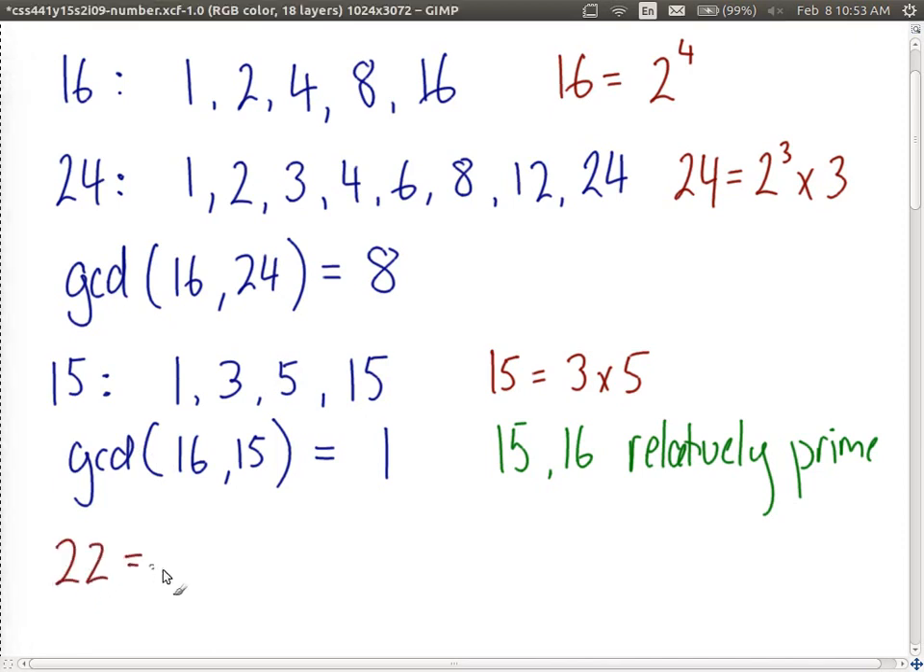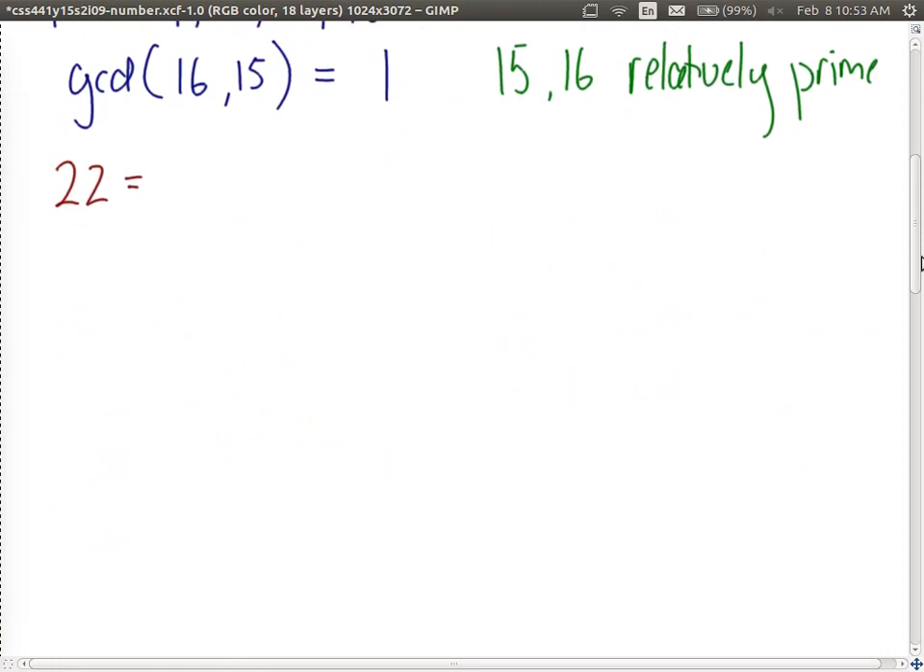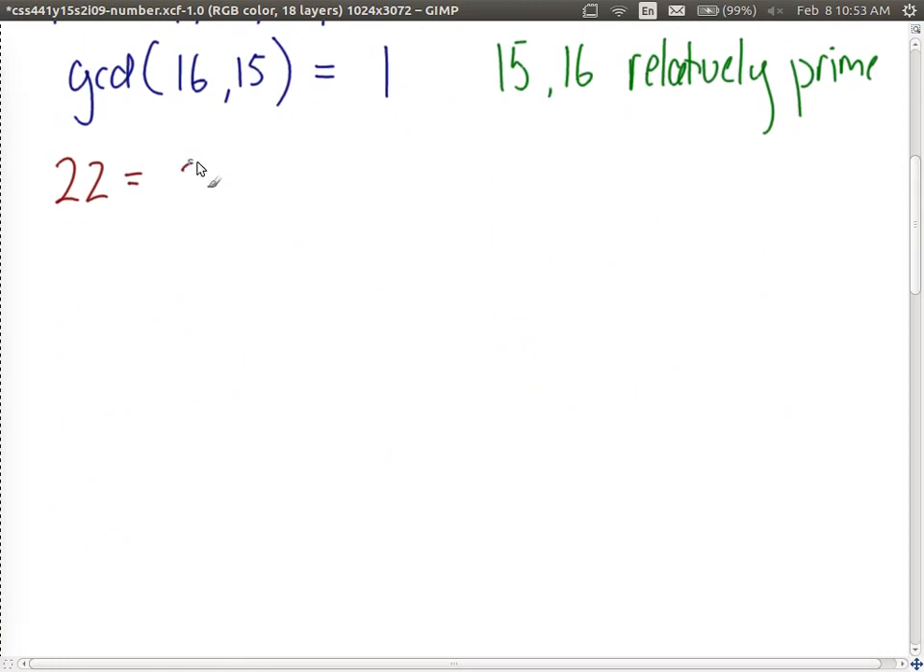What are the prime factors of 22? 2 and 11. 145? There is a 5 as a hint. 5 times what? 29. 5 and 29. So, all right, a little bit more work in the head, but we can find prime factors.